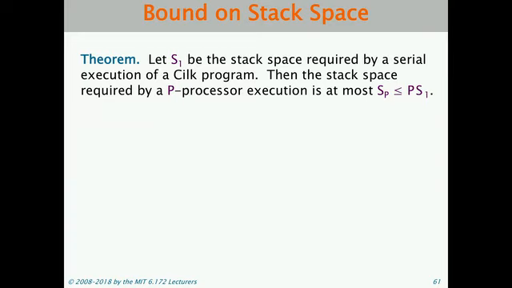We can also bound the stack space used by a Silk program. So let's let S sub 1 be the stack space required by the serial execution of a Silk program. Then the stack space required by a P processor execution is going to be bounded by P times S1. So SP is the stack space required by P processor execution. That's less than or equal to P times S1.